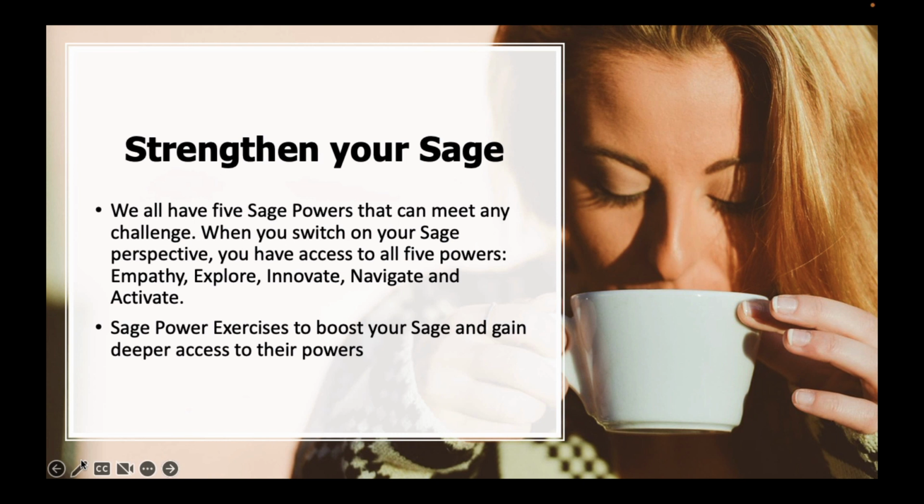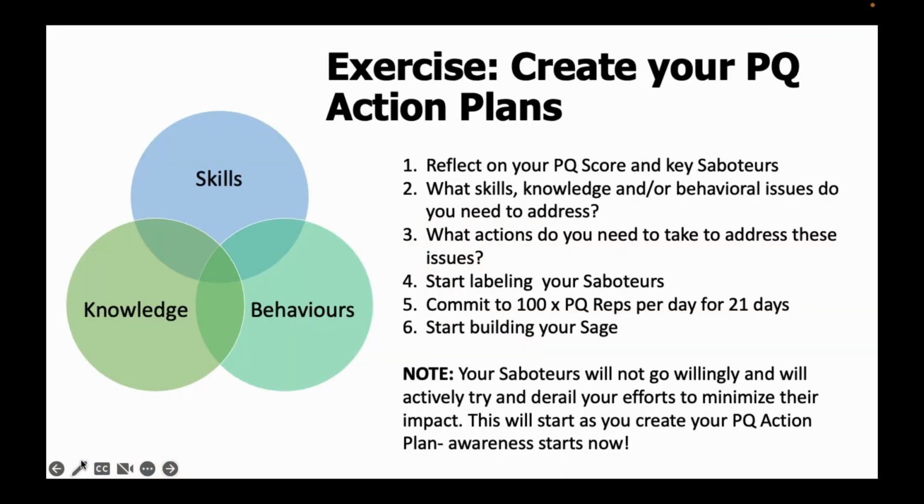So we have 5 sage powers, and there's a number of exercises that you can do to boost your sage and gain deeper access to those powers. And of course, we've done a video on that. So the next phase is really for you to think about what's an action plan to move ahead. Because this is all nice, right? It's all nice. But at some point, we've got to move forward and create a plan to move ahead.